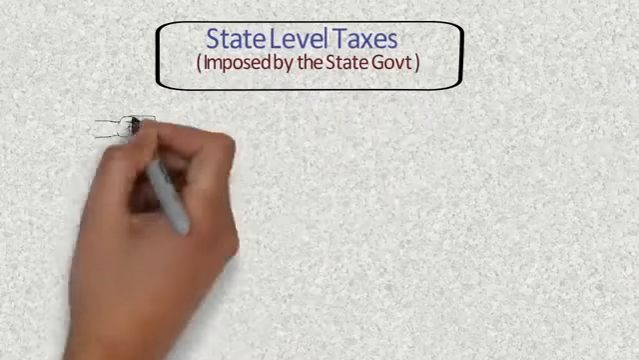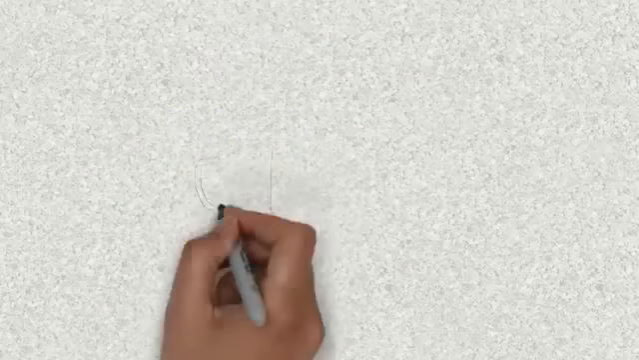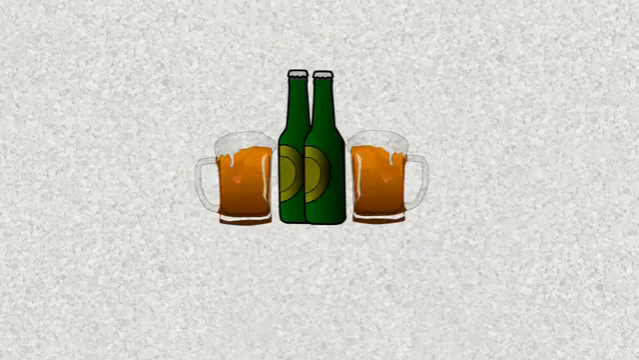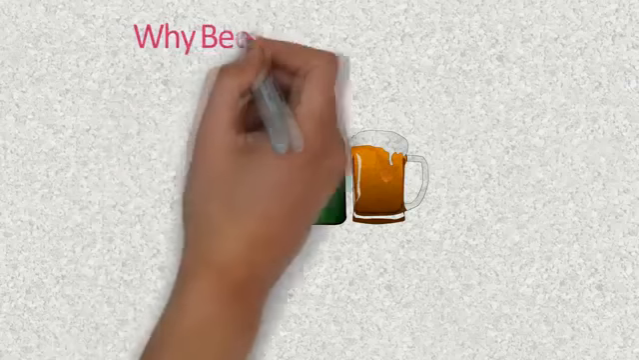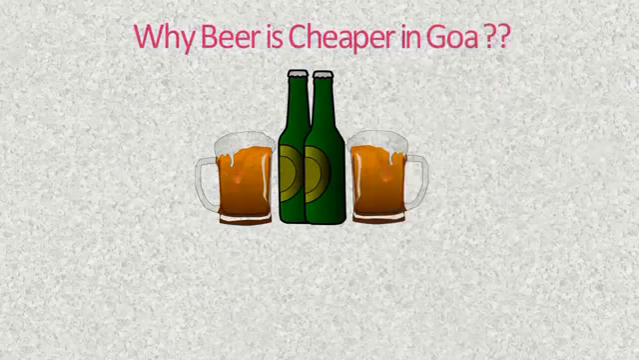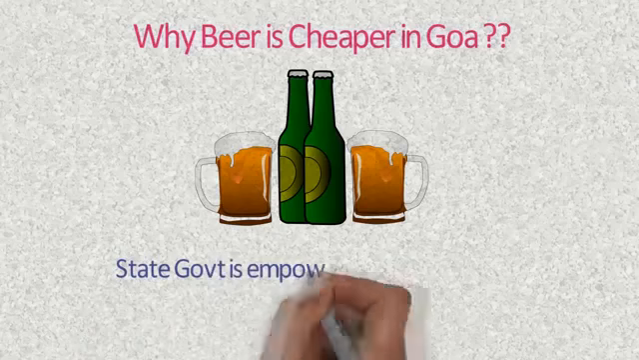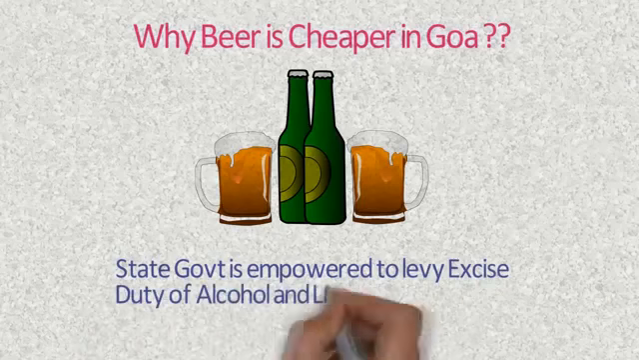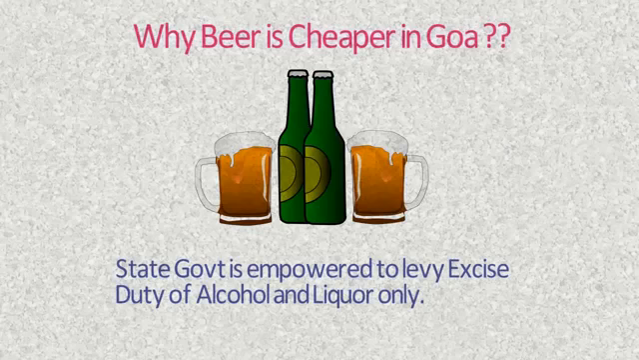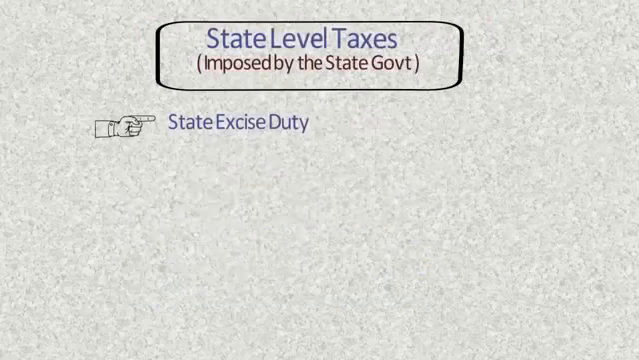Now let's move on to the state level taxes. State excise duty. Have you ever wondered why alcoholic products like beer and liquor prices are different in different states? As we all know, alcoholic products are cheapest in Goa. It is because of state level excise duty. We have already discussed that excise duty is a tax on manufacturing of goods. State governments are empowered to impose excise duty on liquor only. The rate of state level excise varies from state to state and it is lowest in Goa.